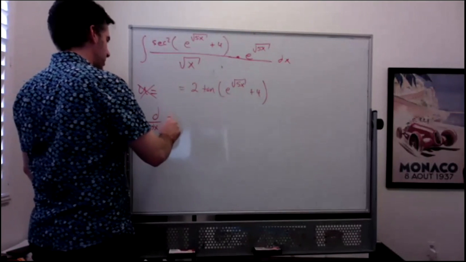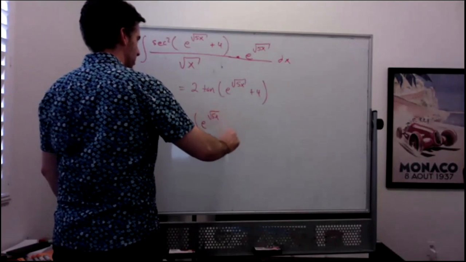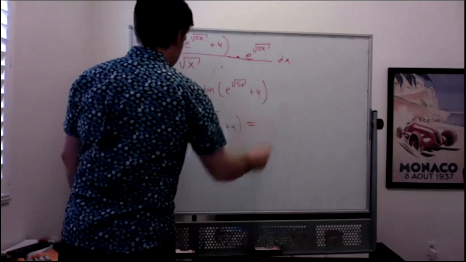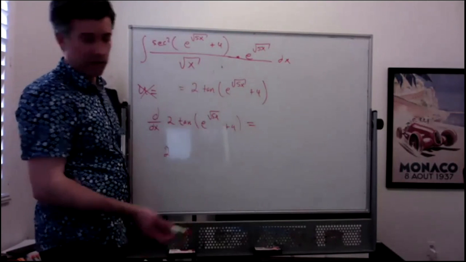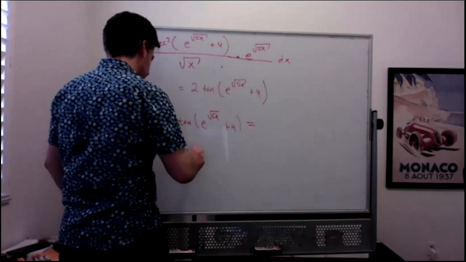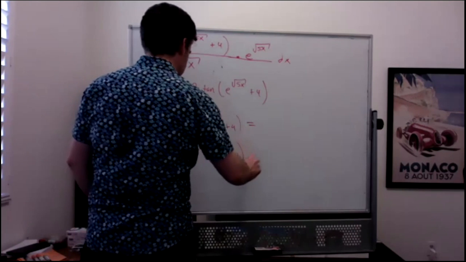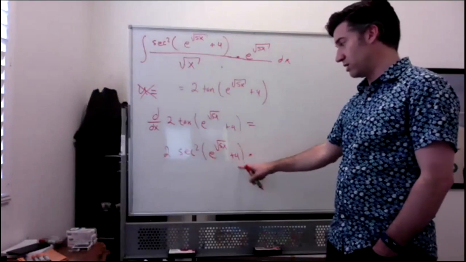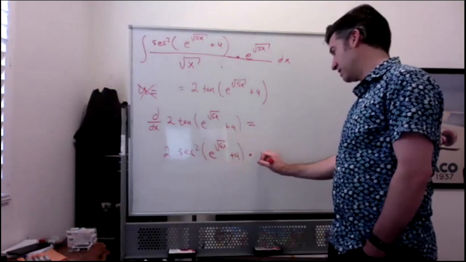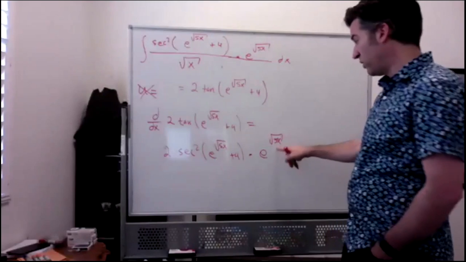So the derivative of 2 times tangent of e to the square root of 5x plus 4 is 2 times the derivative of tangent of some stuff, which is secant squared of the stuff. So secant squared of e to the square root of 5x plus 4 times the derivative of the insides here. And the derivative of e to the stuff is e to the stuff times the derivative of the stuff.